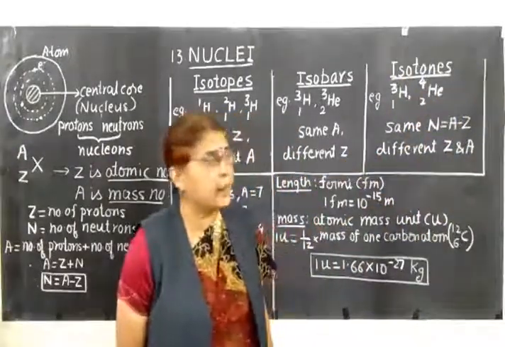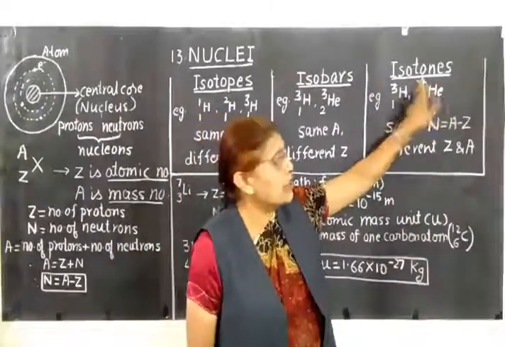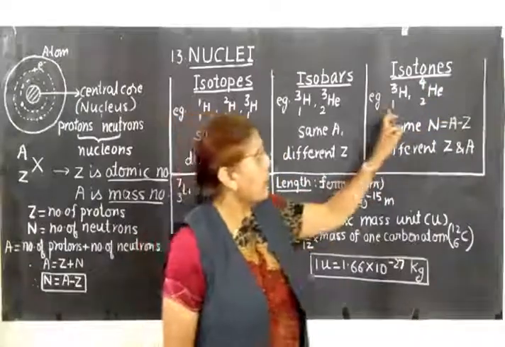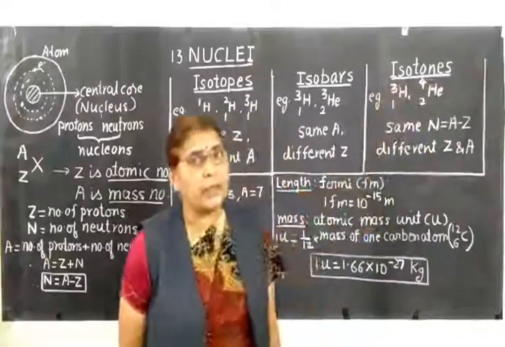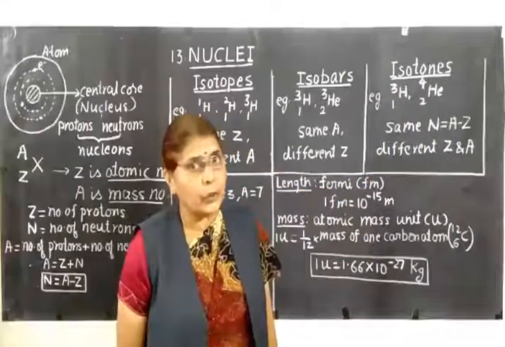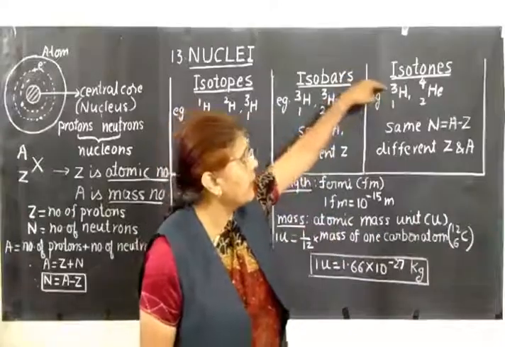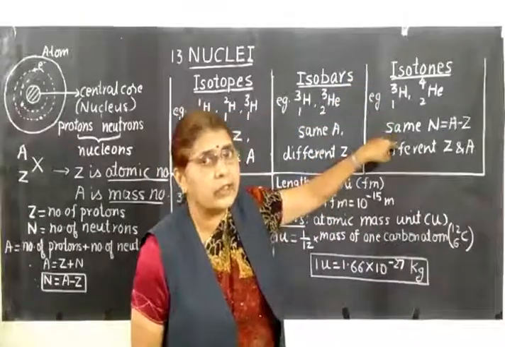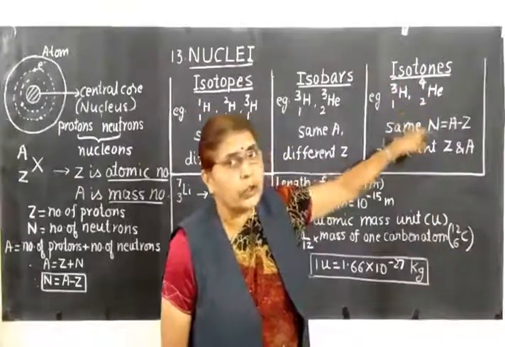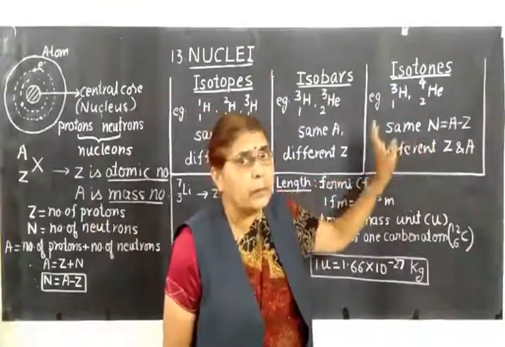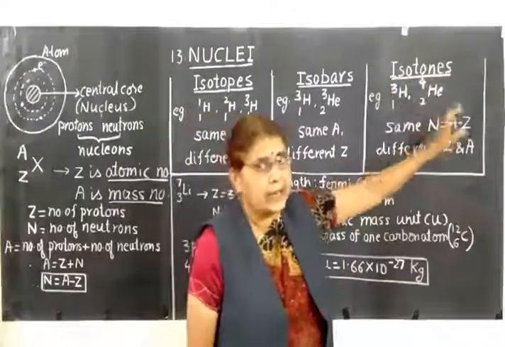Let us observe the example. I have taken tritium here, 1H3, helium 2He4. So here atomic numbers are different, mass numbers are also different. But what is same? Number of neutrons. Number of neutrons means A minus Z is same. What is A minus Z here? 3 minus 1. So it contains 2 neutrons. In this helium, 4 minus 2. So it also contains 2 neutrons. So number of neutrons remains the same. Such nuclei are called as isotones.